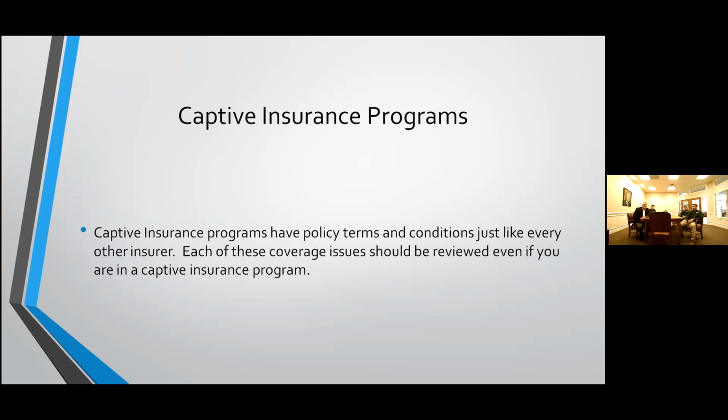All right, so those of you who are in captive insurance programs, everything that we just talked about applies to them as well. Your captive program generally includes your general liability, your auto, and your workers' compensation. And even these captive insurance programs have policy terms and conditions, just like every other insurer. So even if you are with a captive program, each of the coverage issues that we're discussing today should be reviewed to see if it's properly protected under the captive, or if the captive's program can be amended for your particular need. The OCIP one's a big one that we see.